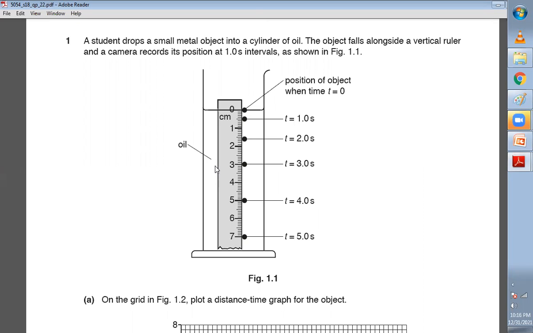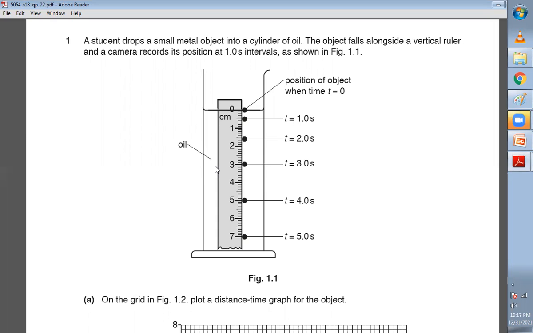The oil will resist their downward motion. So the oil is providing the drag. It's giving the resistance to the motion. At some point, because the ball's velocity will be increasing, the more the velocity of the ball, the more will be the drag of the oil, the more will be the resistance of the oil to the motion.